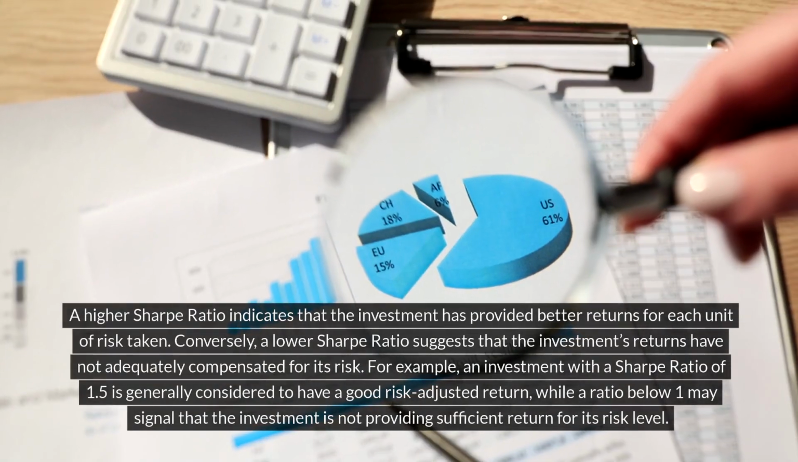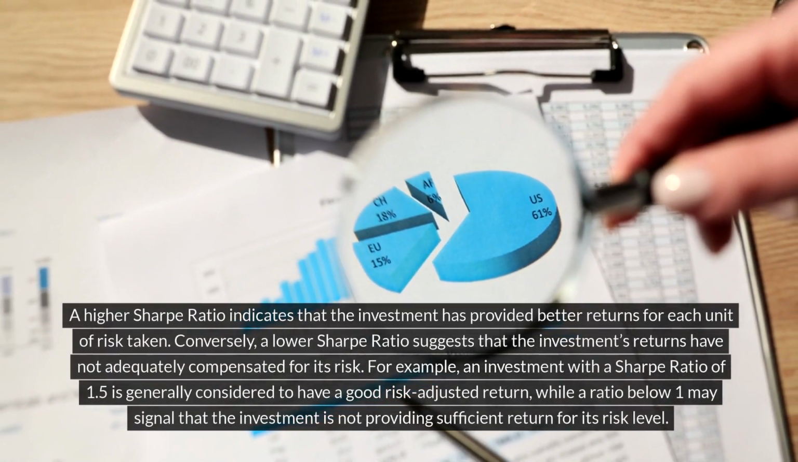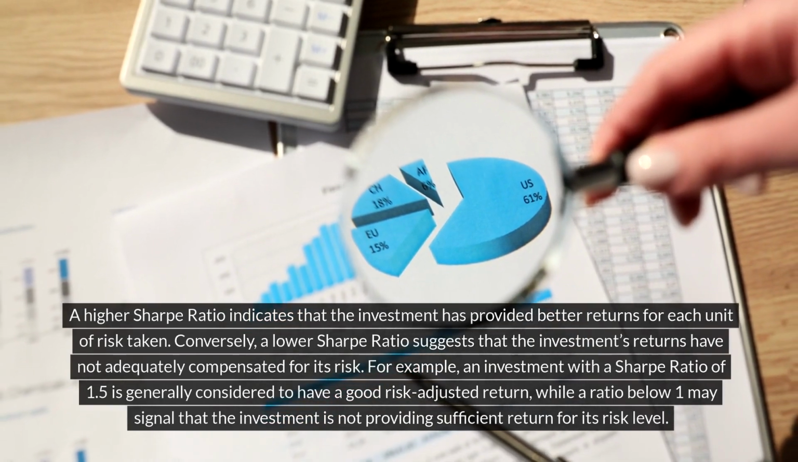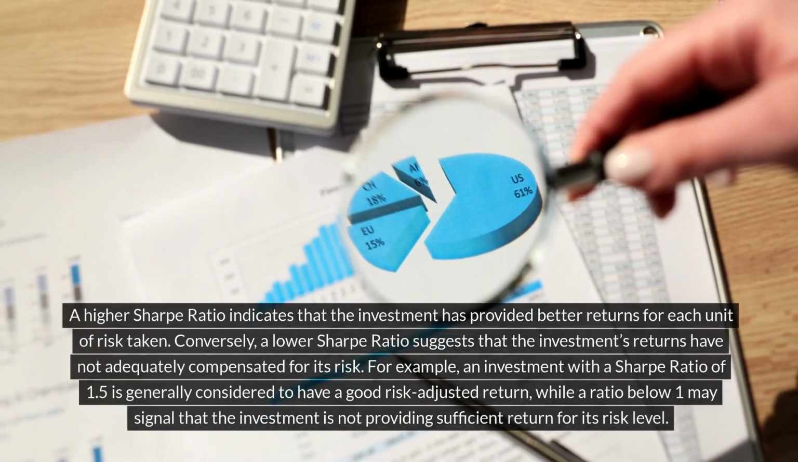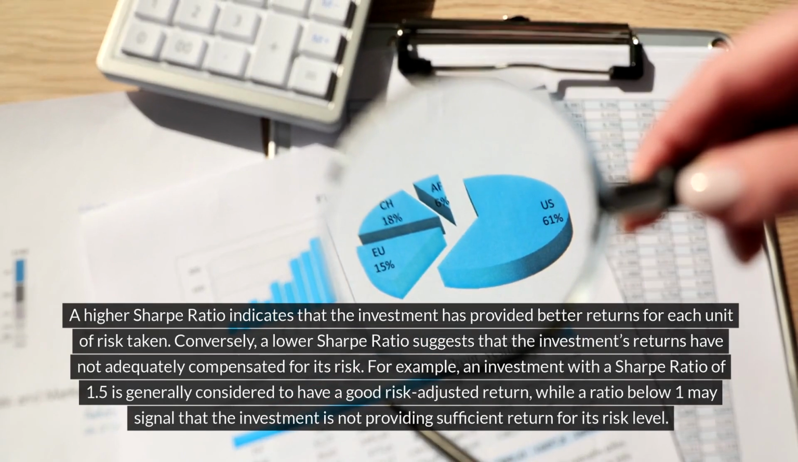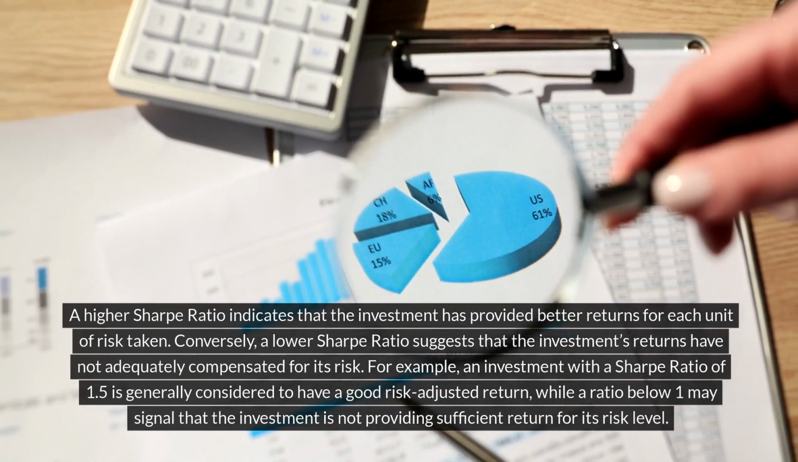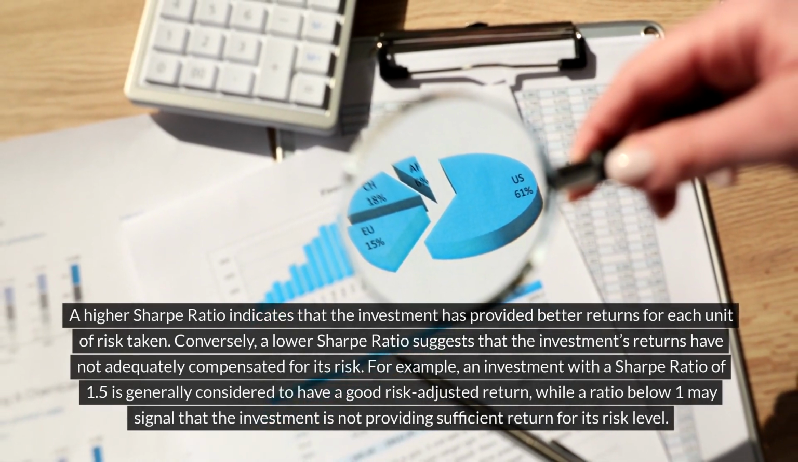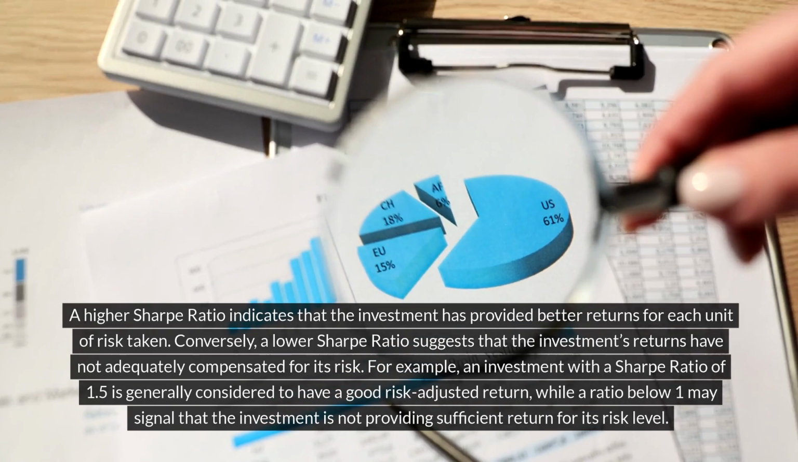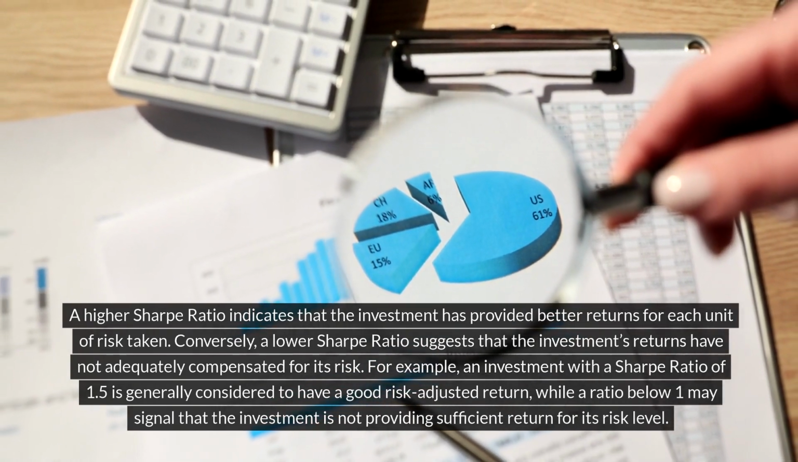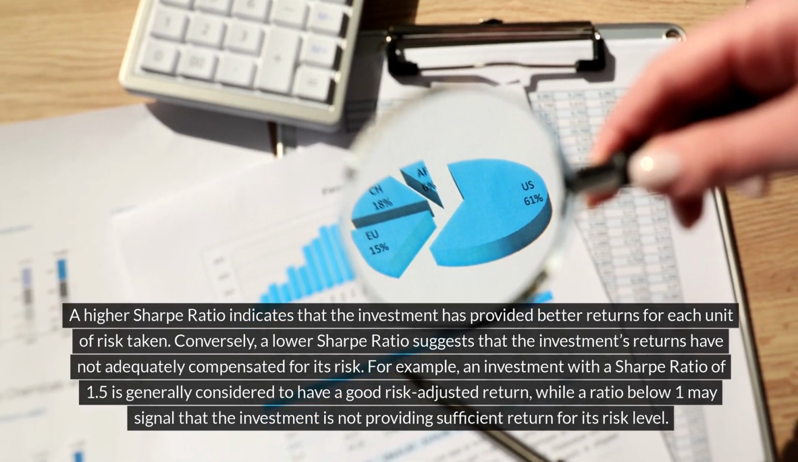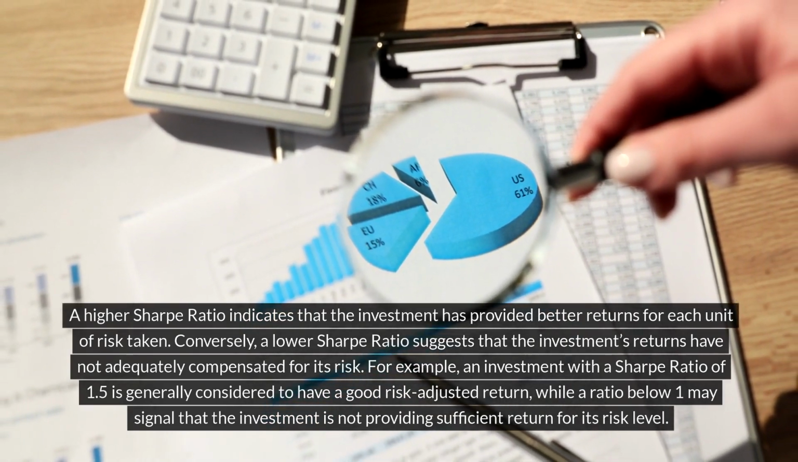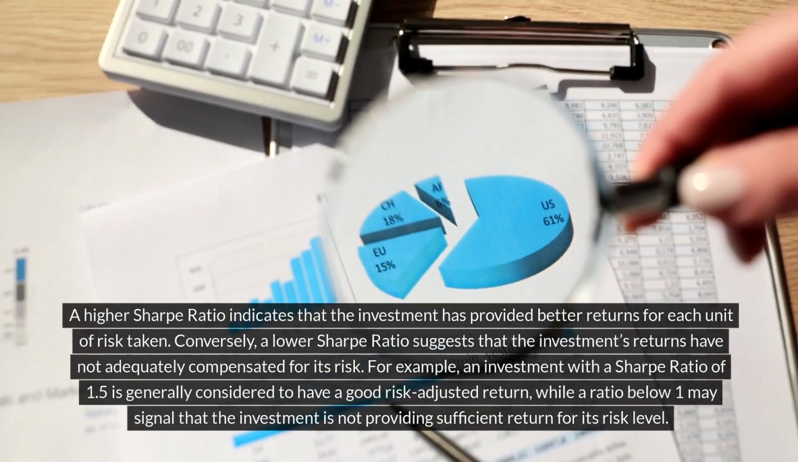A higher Sharpe ratio indicates that the investment has provided better returns for each unit of risk taken. Conversely, a lower Sharpe ratio suggests that the investment's returns have not adequately compensated for its risk. For example, an investment with a Sharpe ratio of 1.5 is generally considered to have a good risk-adjusted return, while a ratio below 1 signals that the investment is not providing sufficient return for its risk level.